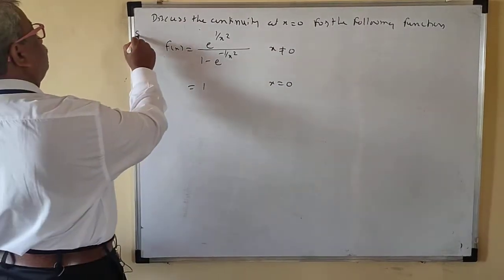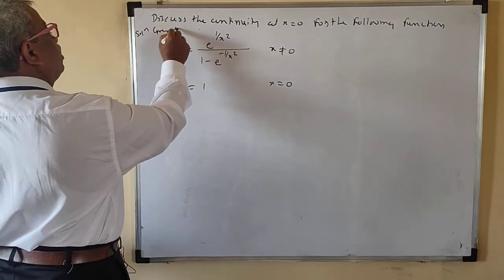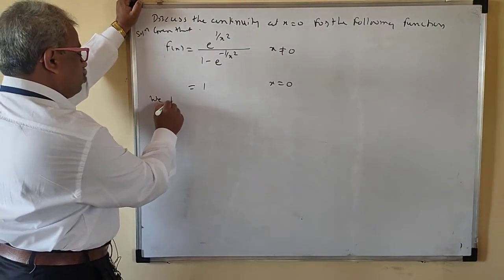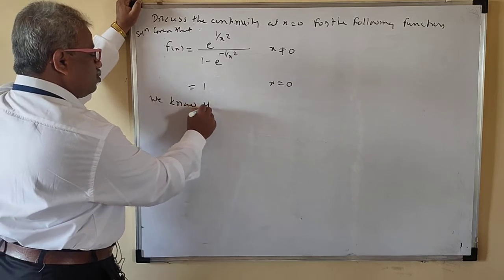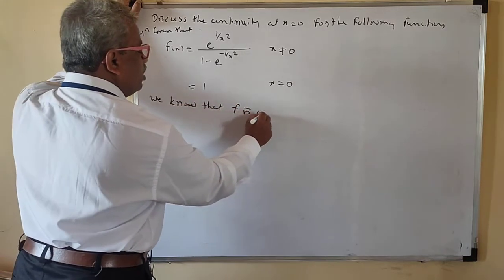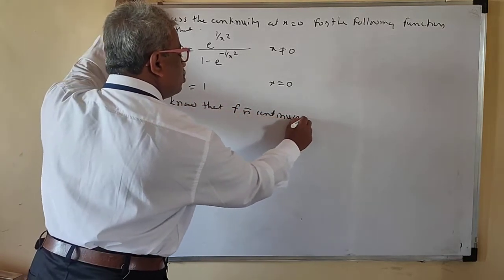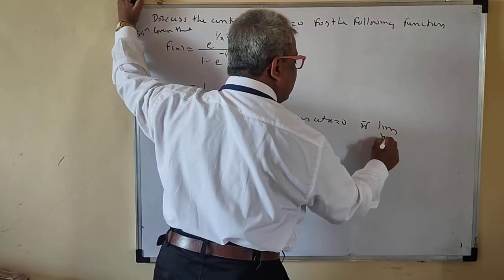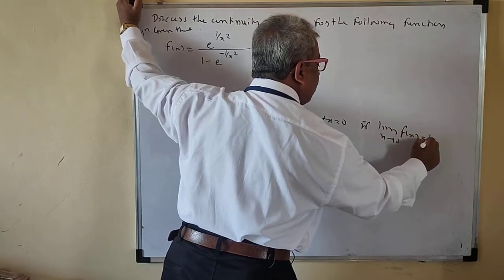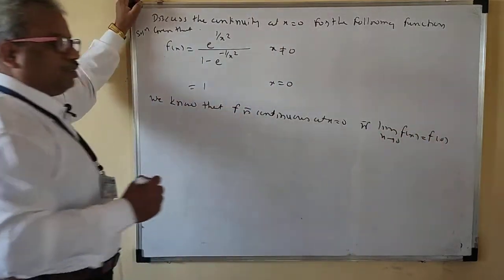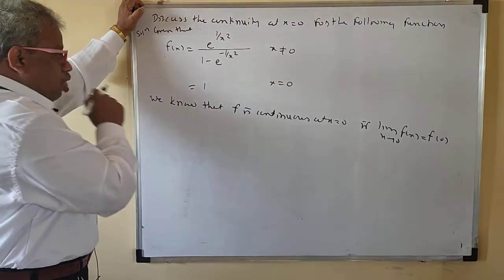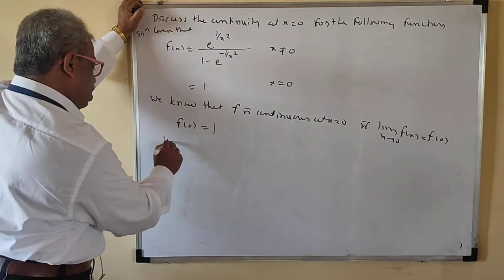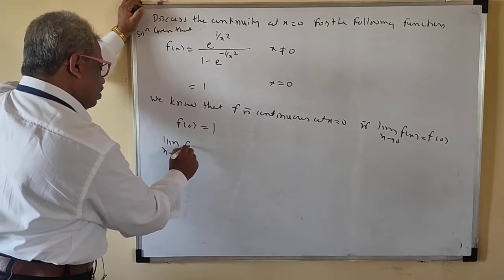Okay, solution. Given that. So we write the definition. We know that f is continuous at x is equal to 0 if limit x tends to 0 of f of x is equal to f of 0. So f of 0 is 1. Now we find limit x tends to 0 of f of x.